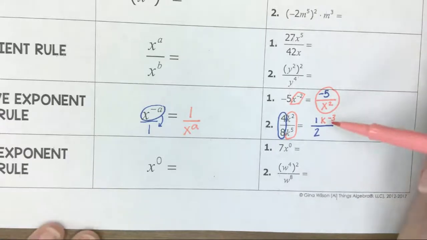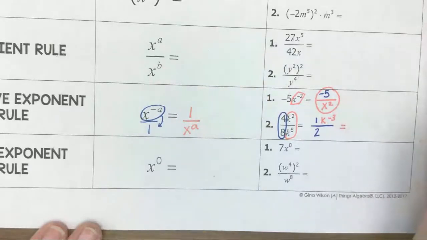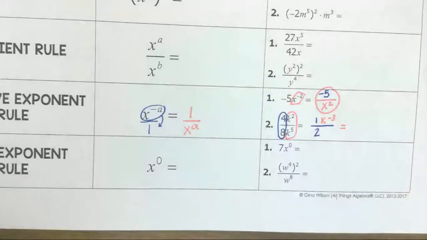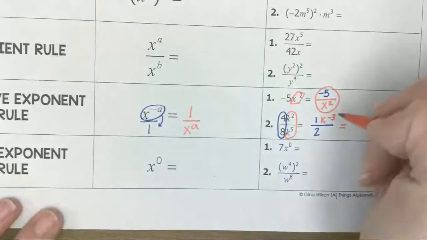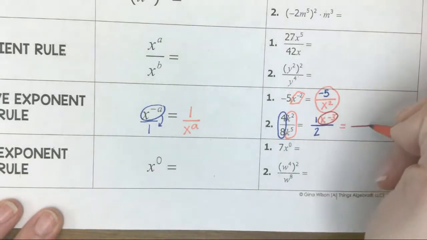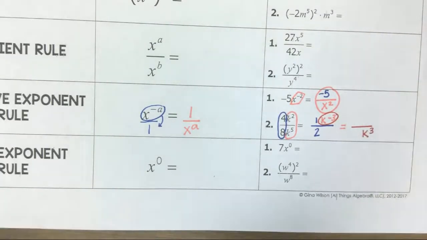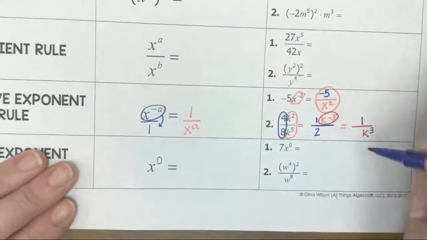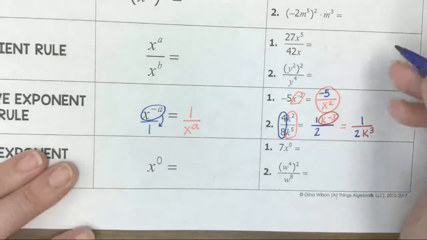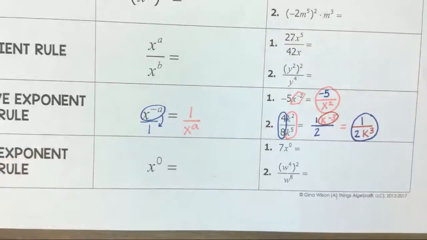Now notice that k to the negative 3 ended up in the numerator. But I know that I can't have negative exponents. That means I have to move the k to the negative 3. Currently, it's in the numerator, which means it needs to end up in the denominator, so that way the 3 becomes positive. But the 1 is going to stay, and the 2 is going to stay because they don't have negative exponents. So my answer would be 1 over 2k to the 3rd.